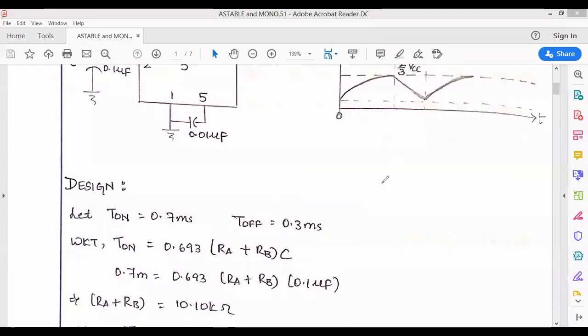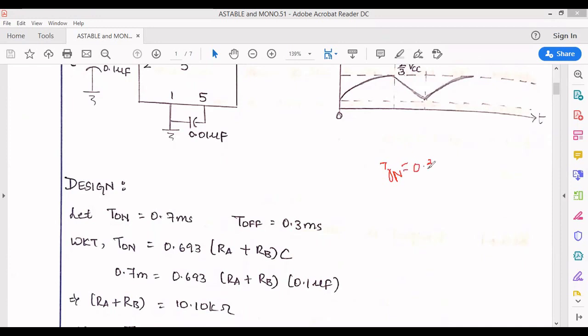So in the examination, they may ask you to show the duty cycle less than 50%. At that time, you have to take T on less than 50%. Suppose the examiner asks you to show the duty cycle less than 50%. Then you have to take T on as 0.3 millisecond. So you have to choose T on as 0.3 millisecond.